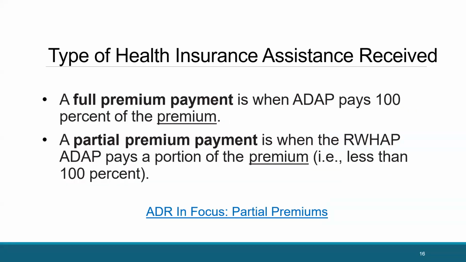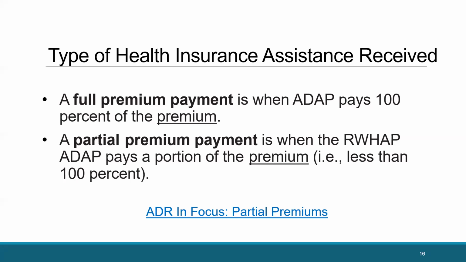So one more reminder on reporting health insurance assistance services. We love this topic. We are still seeing some ADAPs reporting premium payments incorrectly. Remember, a full premium payment is when ADAP pays 100% of the premium for purchasing a client's health insurance. And then a partial premium is when the ADAP pays for a portion of the premium. Now you'll notice here that I said premium, and premium is underlined on the slide.